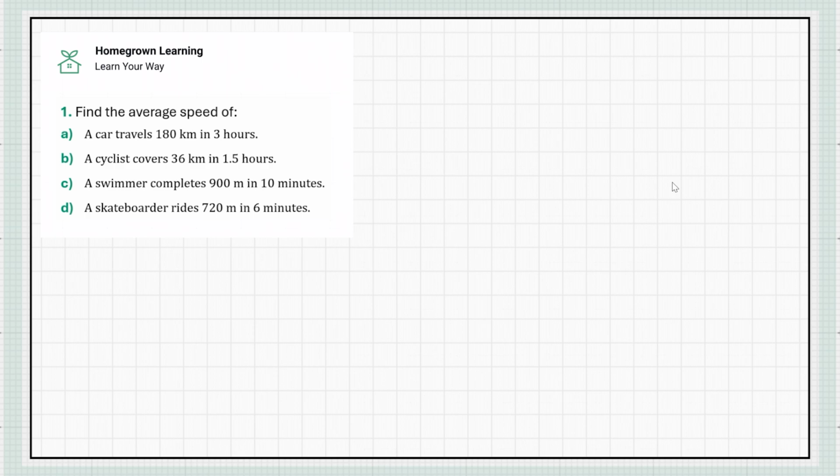Find the average speed of the following. So we have A, which is a car travels 180 kilometers in 3 hours. Alright, so this is exactly the same as what we were doing before. So when we're determining average speed from these two inputs, all we need to do is simplify. So if we divide by this quantity here, we should get per individual hour, which is how we calculate speed.